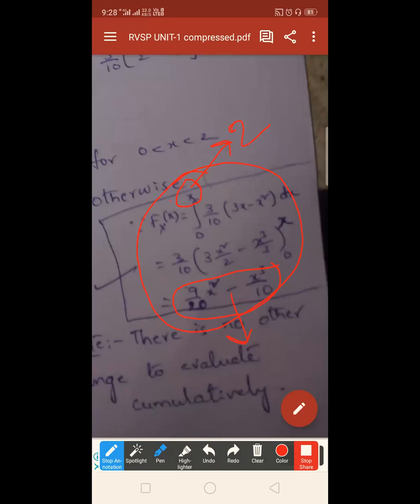So here cumulative distribution function means it is a function of x. It is a function of small x. So the answer should be in terms of small x only. The answer should not be a numerical value. That's why you should not write 2 instead of the upper limit. You have to write x only. That's what I am saying. Is it clear?